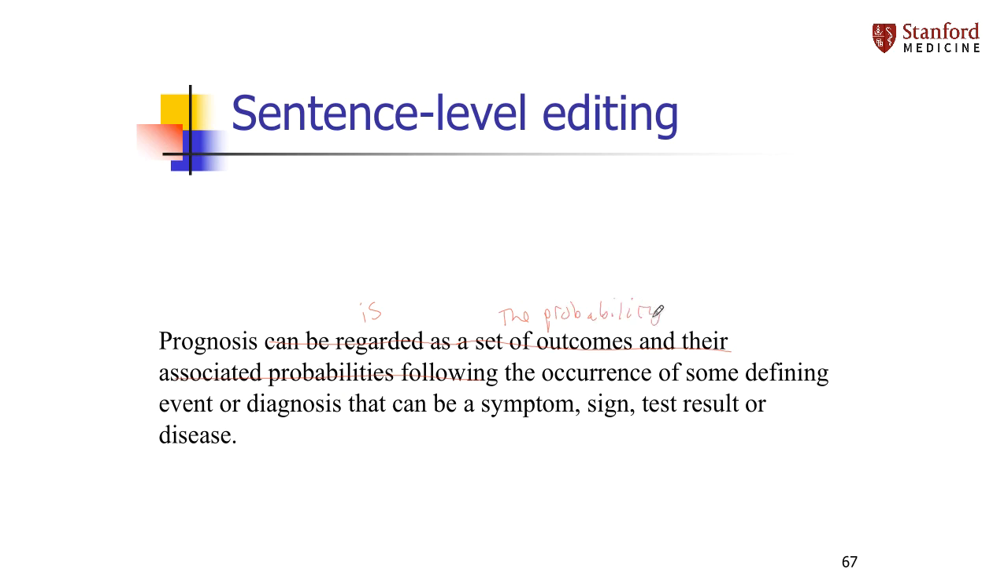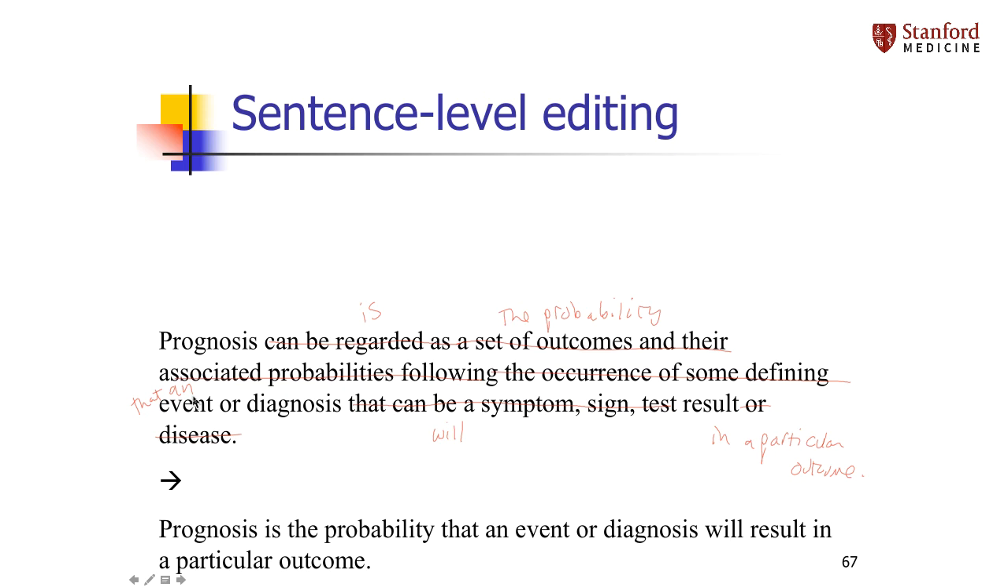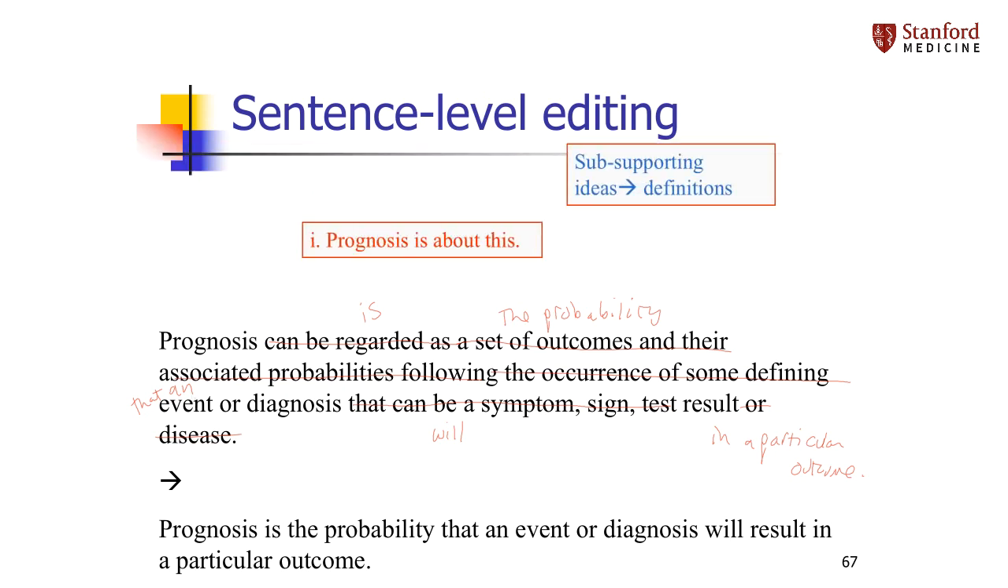The probability that an event or diagnosis will result in a particular outcome. So I've trimmed this up quite a bit and gotten rid of a lot of this wordiness. So prognosis is the probability that an event or diagnosis will result in a particular outcome. I think that's it in a nutshell. And now we've hit upon the definition of prognosis, which was that final point in the outline.